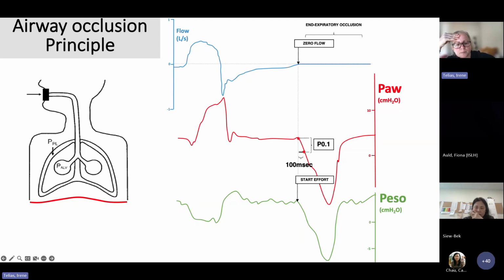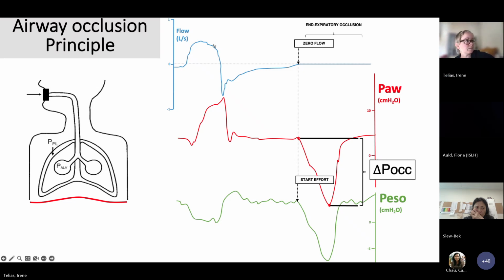So what is the P.1? It is the pressure difference between the pressure at the start of the effort and the pressure 100 milliseconds after. And then the second parameter is the well-known P.OC. The P.OC is the change between the pressure at the start of the effort and the pressure at the lowest point during the inspiratory effort.